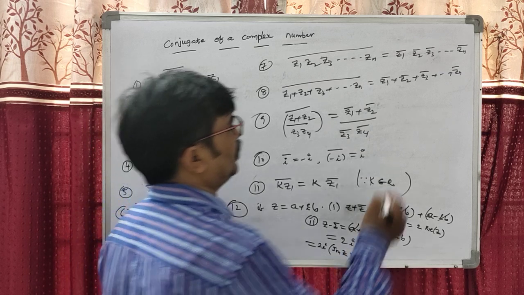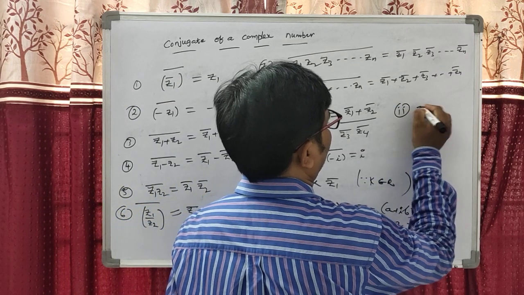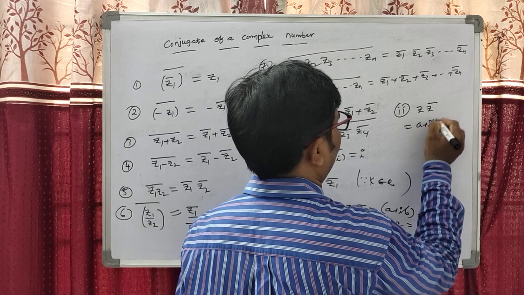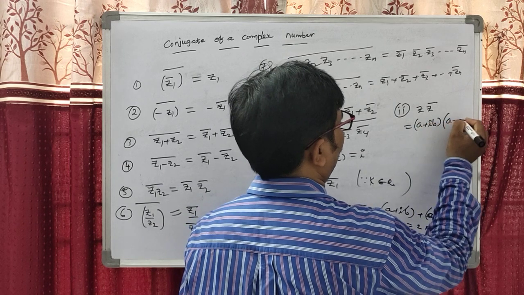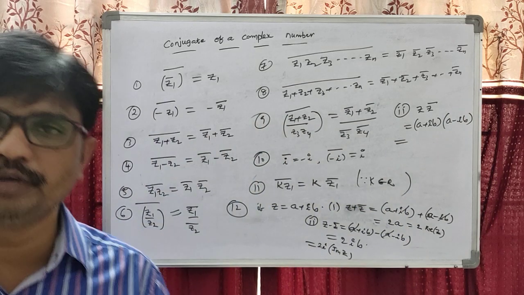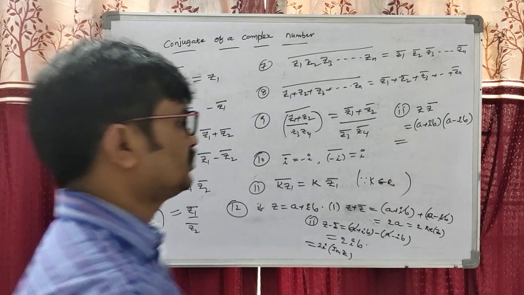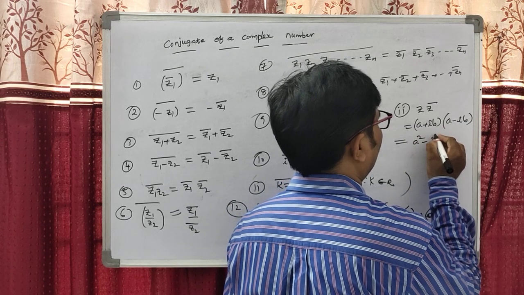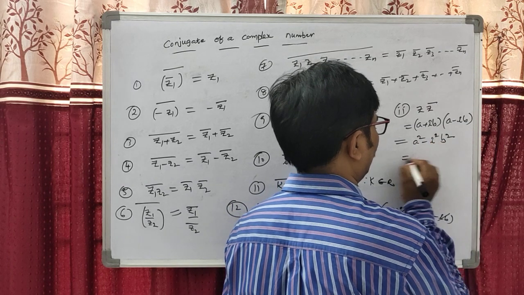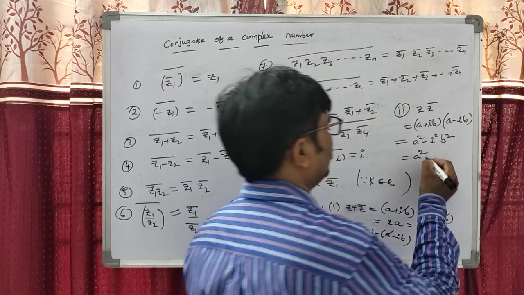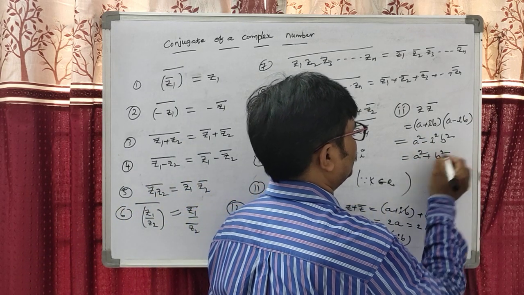Now the third one, students, is z into z bar. z is a plus ib and z bar is a minus ib. (a plus ib) into (a minus ib) is a square minus i square into b square. The value of i square is minus 1, so minus of minus gives plus, and the result is a square plus b square.